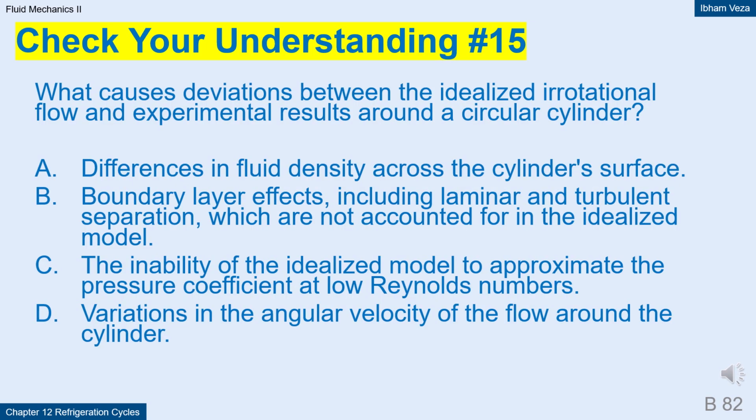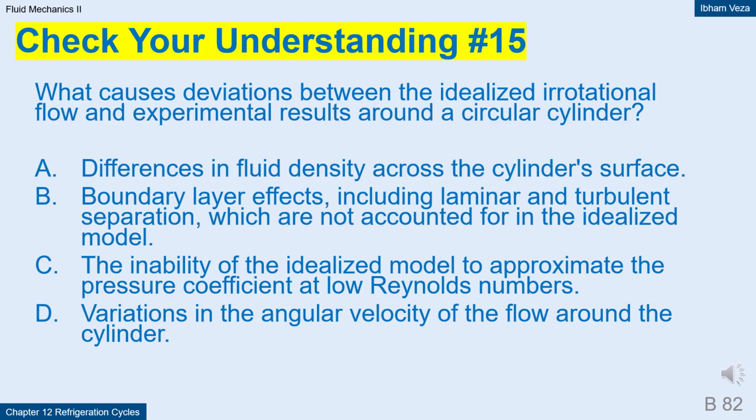Check your understanding number 15. What causes deviations between the idealized irrotational flow and experimental results around a circular cylinder? B. Boundary layer effects, including laminar and turbulent separation, which are not accounted for in the idealized model.